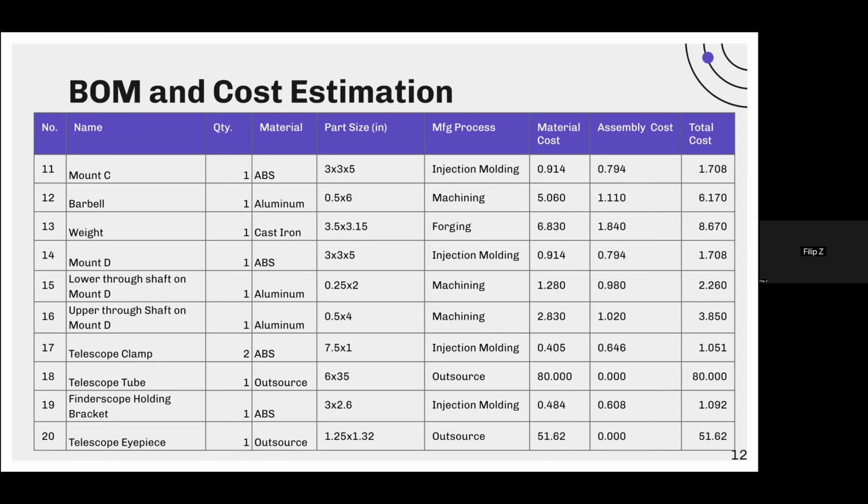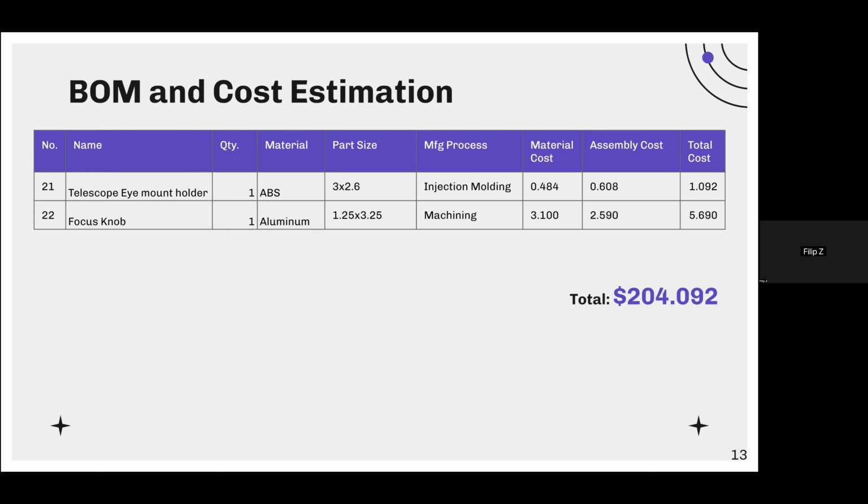On the next slide, we have the telescope tube and the telescope eyepiece, which we wanted to highlight as we are outsourcing those parts. And then our total cost for all of these parts is estimated to be $204, which is roughly 70% of a similar product on the market. The difference in price could be due to our outsourcing and different processes used during the process.